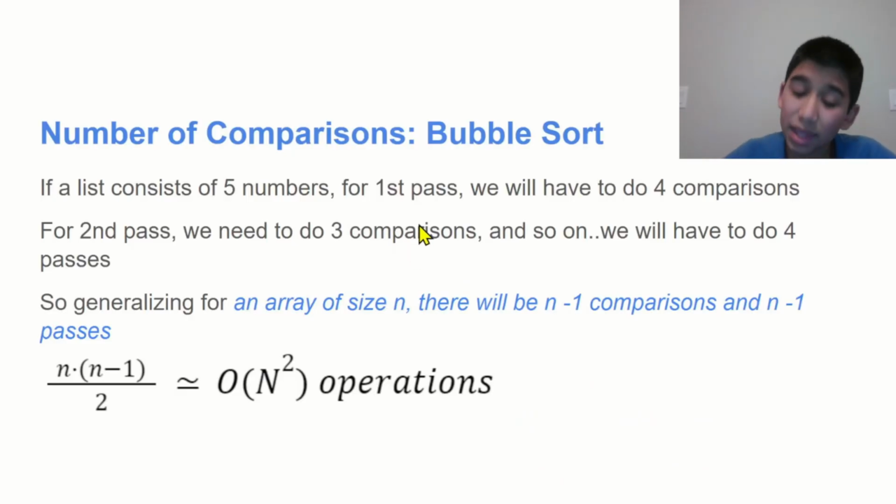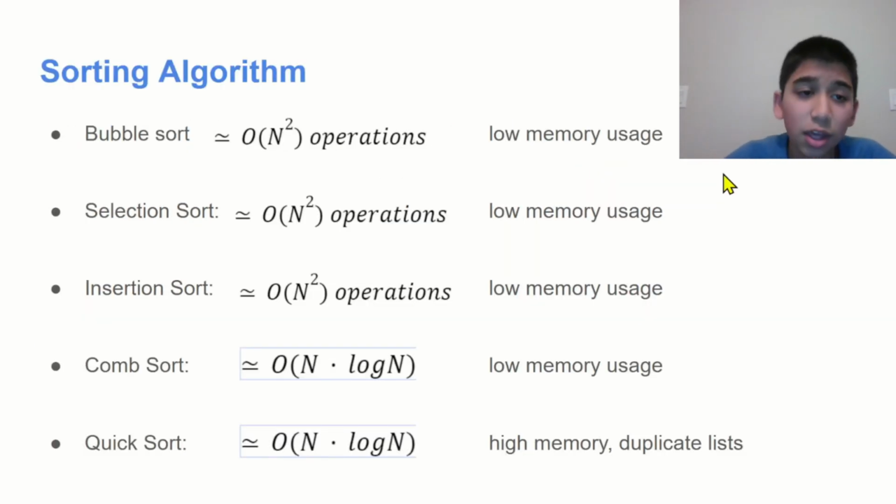So this is bubble sort in a little more depth. If a list consists of 5 numbers, for the first pass you have to do 4 comparisons, for the second pass 3 comparisons, and so on, and you have to do 4 passes. So, generalizing, for an array of size n, there will be n-1 comparisons and n-1 passes, which is about n squared operations. Comparing this to other sorting algorithms, selection sort and insertion sort also have n squared operations, and because all of them are in-place sorting algorithms, they require low memory usage. Comb sort, despite having n log n operations, also is in place and requires low memory usage.